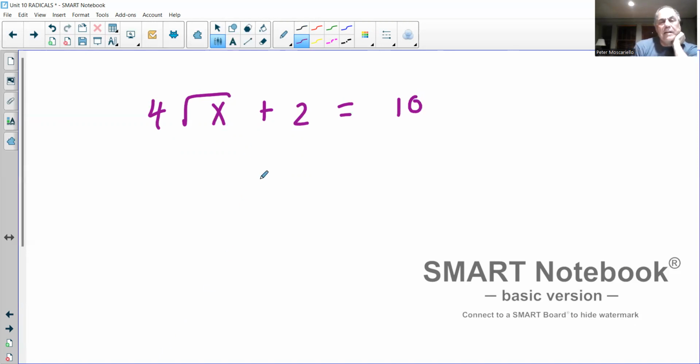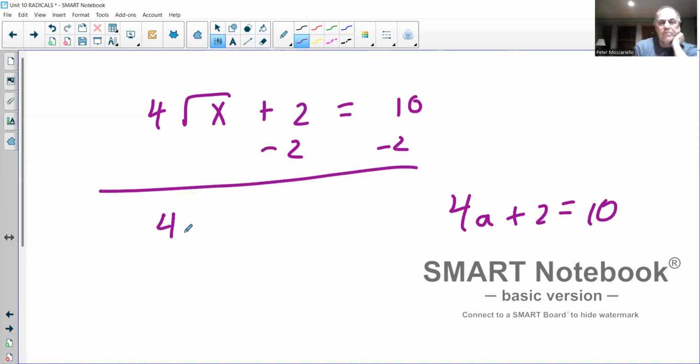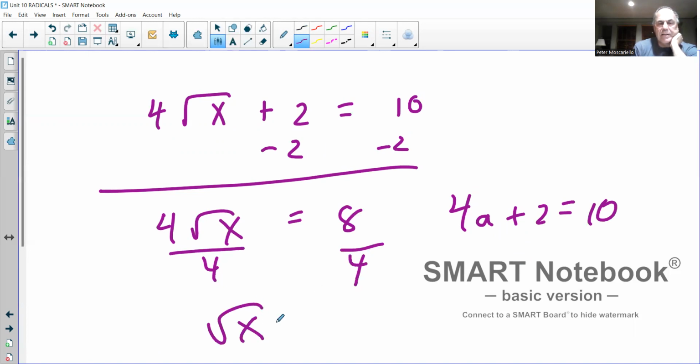Well, to get the square root by itself, it's no different than if you had a problem like this and you were solving for a. What would you do? You subtract 2 and then divide by 4. Same thing, subtract 2. Divide by 4. Now you get the square root by itself. Square each side. x equals 4.